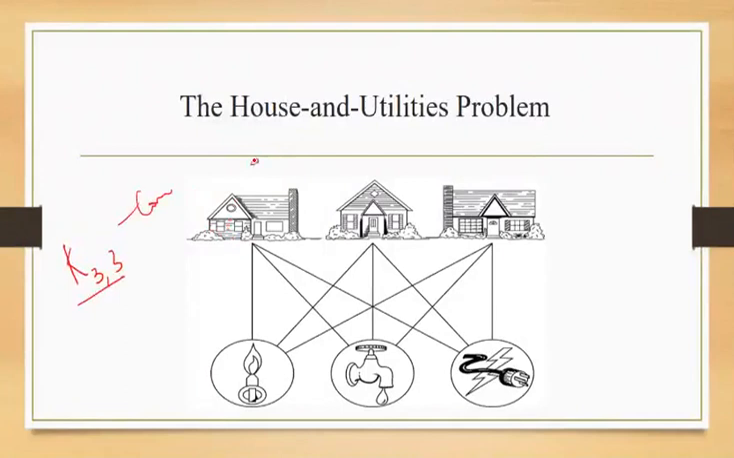So if you notice, if each house is considered as a vertex and these three services are also considered as vertices, then each of them is connected to every vertex of the other set. If this is the set V1 and V2, then all the vertices of V1 are connected to all the vertices of V2. So this can be modeled as a K3,3 complete bipartite graph with three vertices in each set. Can we draw it in a plane in such a way that no two edges overlap or cross?